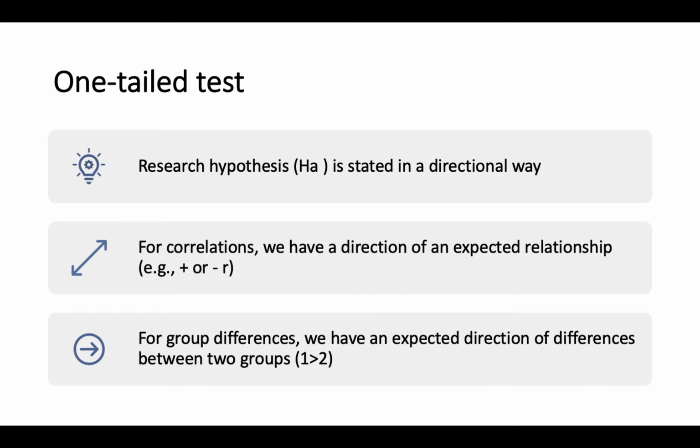So one-tailed tests are stated in a directional way. Now remember that with our null hypothesis, we're basically stating that there will be no relationship between two variables or no differences between groups. One-tailed test means our alternative hypothesis will be stated with a specific direction in mind. For correlations, for example, we could expect a positive or a negative relationship. And when we're looking at group differences, we could expect a direction of differences between the two groups. So did one group do better or worse than the other group? Let's take a look at some examples.